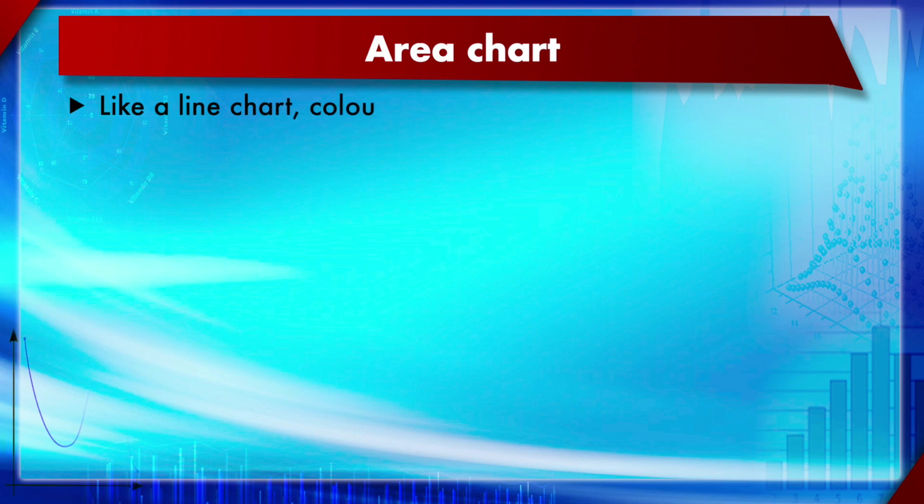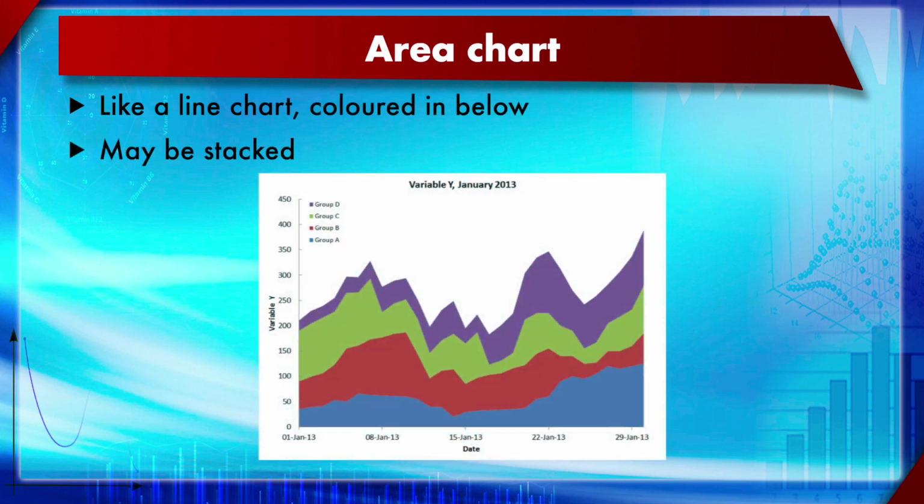An area chart is another way. It is just like the line chart, but the area below the line is now highlighted. The area under the line is shaded with different colors. It can also be stacked, which means one over the other, you can make it into a stacked area chart. So it is just another form of the line chart.